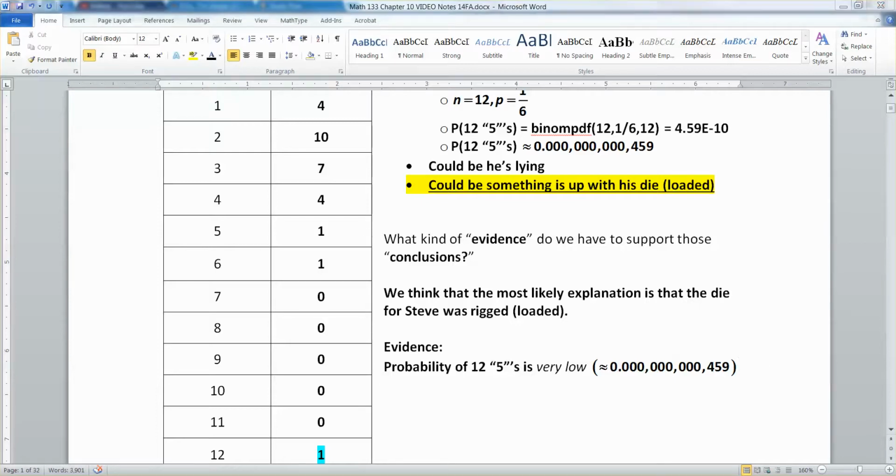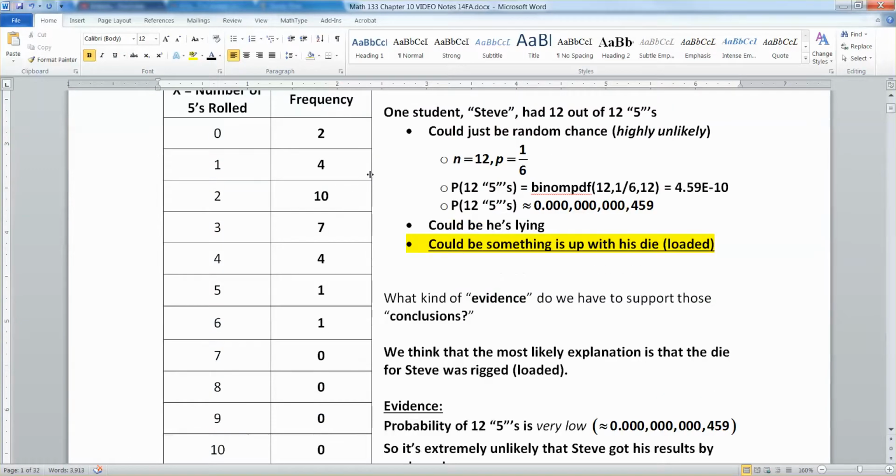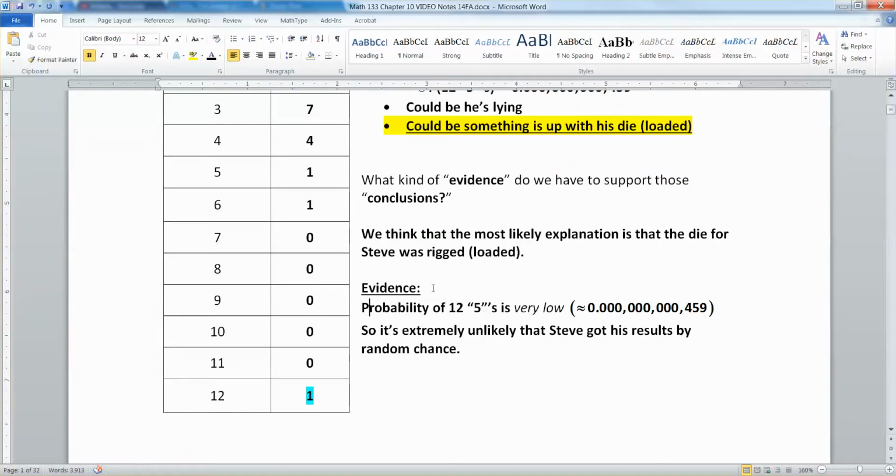So if that's the case and it's an extremely low probability, that means that we think that it's more likely that the die was loaded, right? So it's very unlikely that Steve got his results by random chance. But I will put the word in extremely. Extremely unlikely that Steve got his results by random chance. Right, so that's that bit of ideas, right? That the chance of him getting what he got is so low.